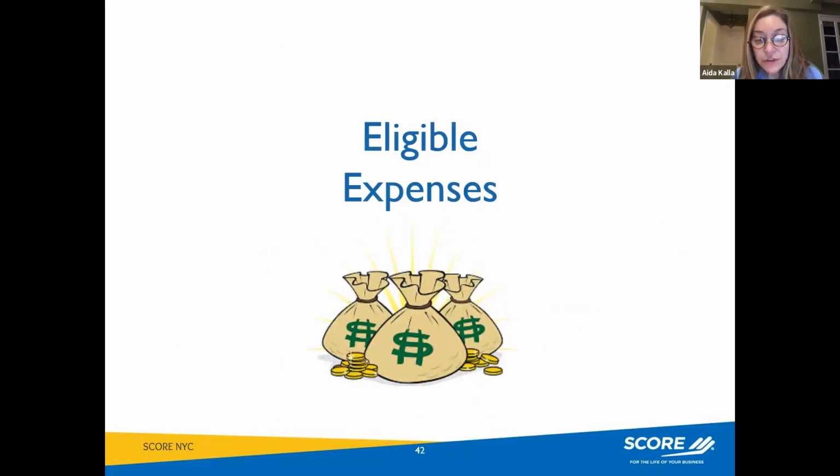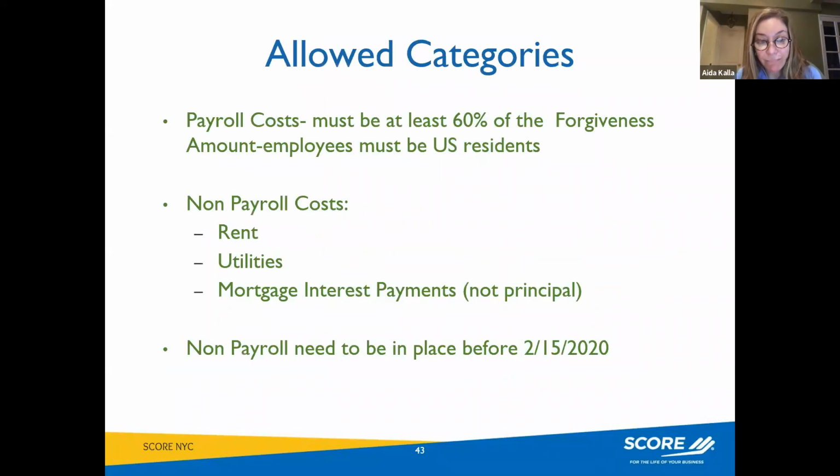Okay, let's go through eligible expenses. All right. So payroll costs, obviously, that's a very important category in PPP. Very important category, again. It must be at least 60% of the forgiveness amount. And again, we're going to go through the forgiveness amount and see what that means. Employees must be U.S. residents.